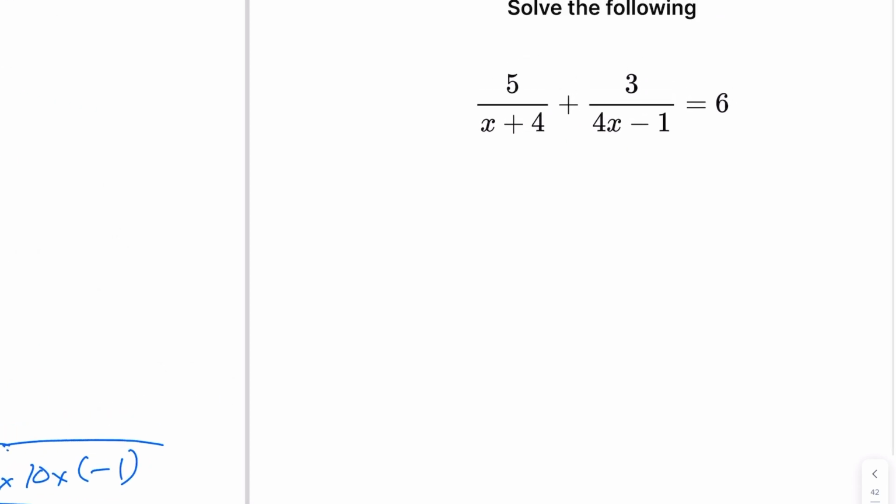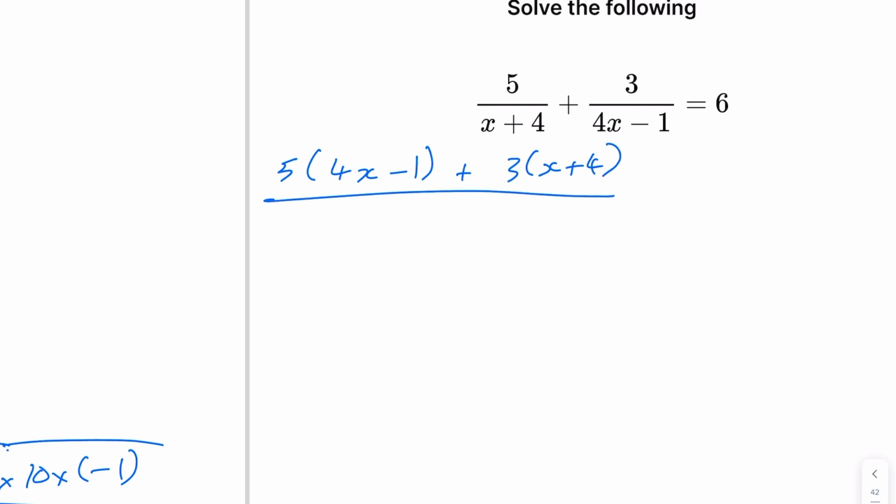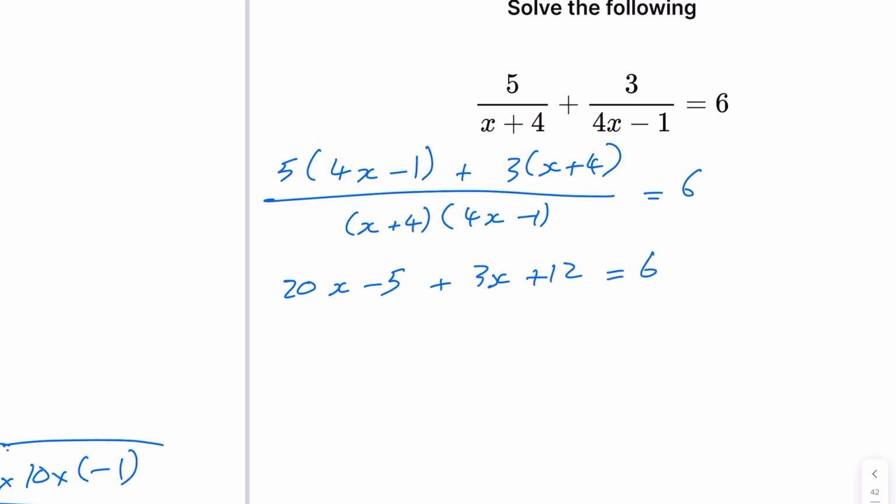And then on the right, the exact same concept applies here. So we have 5 bracket 4x minus 1 plus 3 bracket x plus 4. We want to make the denominators the same, which they now are. So that's x plus 4, 4x minus 1 is equal to 6. Now if I expand the top out, and if I move the denominator over to the right, so that's x plus 4, 4x minus 1. And if I collect the like terms here, that's 23x plus 7.